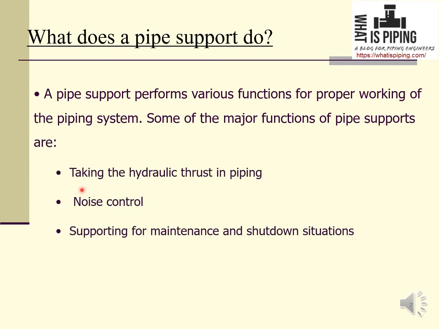Other functions are taking the hydraulic thrust in piping. Most piping systems can suffer from thrust forces. So proper support selection can avoid those hydraulic thrusts, and they easily transfer those thrusts to the structural members.